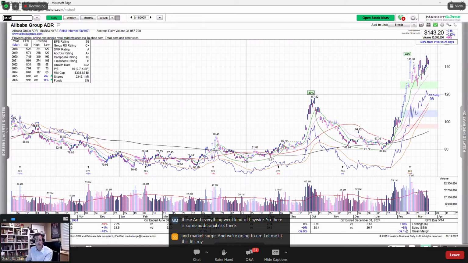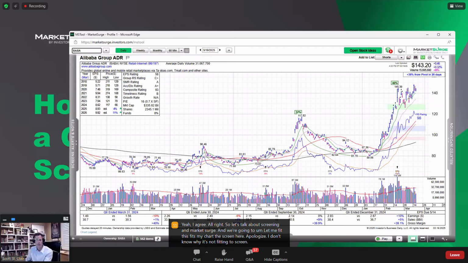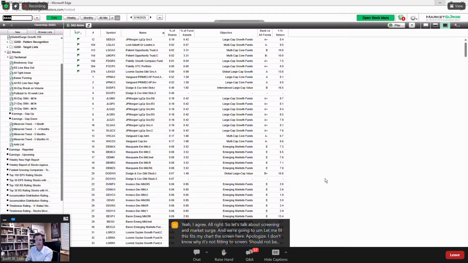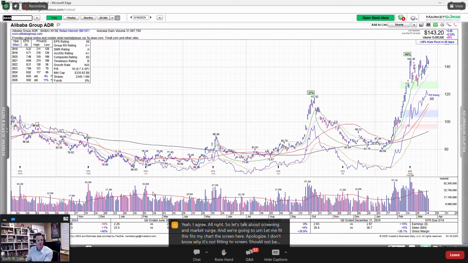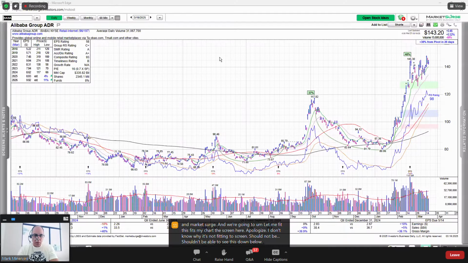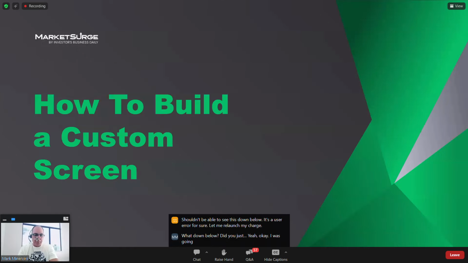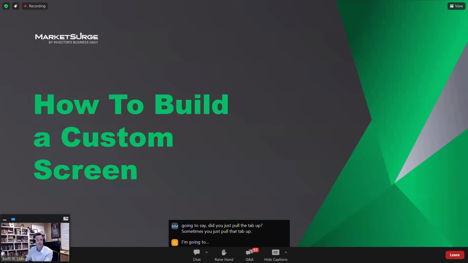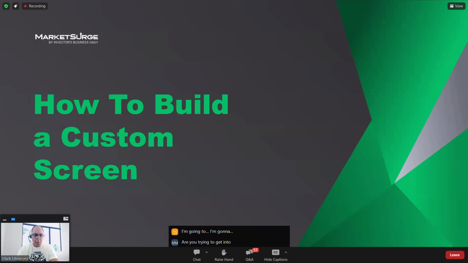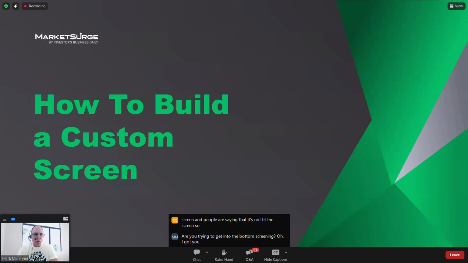All right, so let's talk about screening and MarketSurge, and let me fit my chart to screen here. Apologize, I don't know why it's not fitting to screen. It shouldn't be. I shouldn't be able to see this down below. That's a user error for sure. Let me relaunch my charts. People are saying that it's not fit to screen. So when in doubt, reboot.